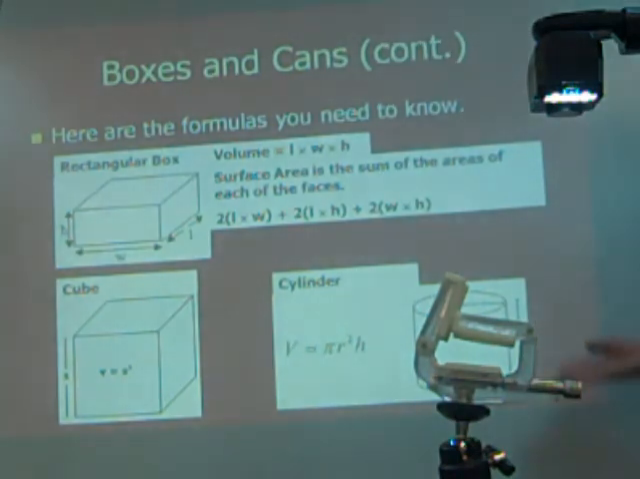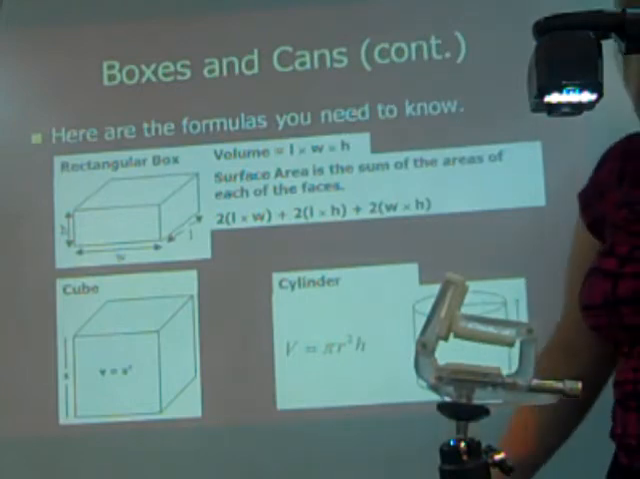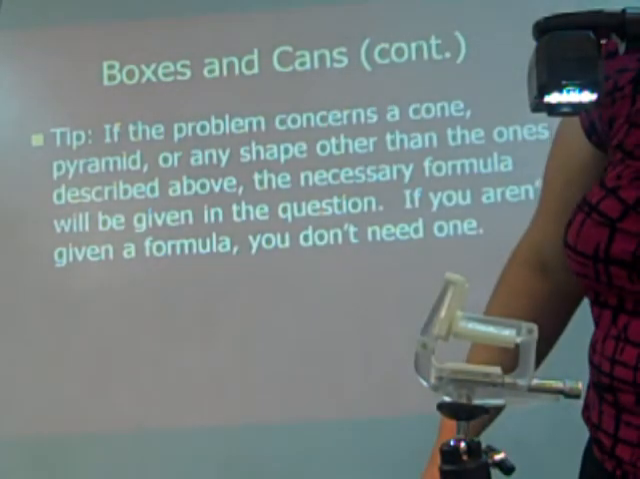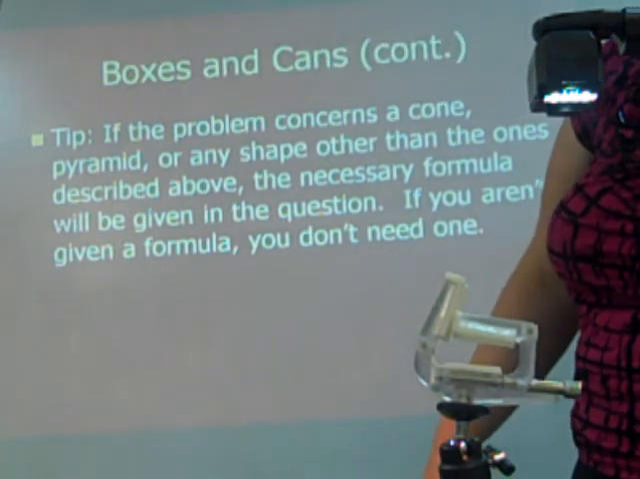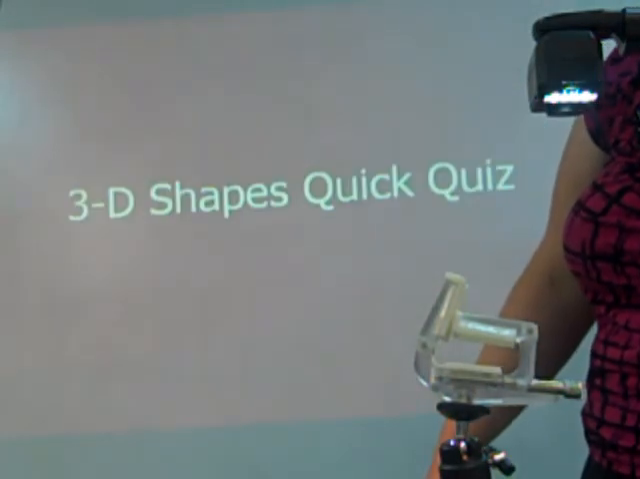And then a cylinder, the area of the base, which is a circle, pi r squared, times the height of the cylinder. If a problem concerns a cone, a pyramid, or any other shape other than the ones that are described, they're going to give you the formula. If you aren't given a formula, it's because you don't need one. So you don't have to worry about memorizing any other formulas.